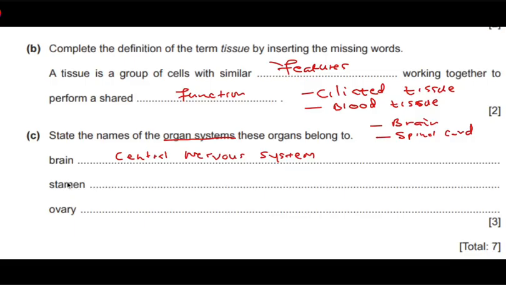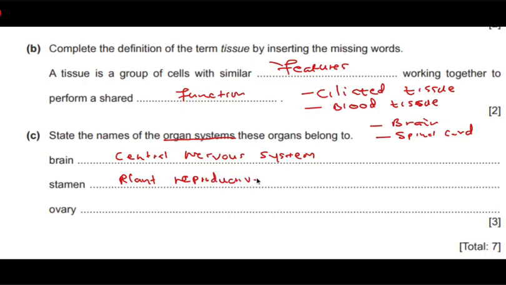Then what about the stamen? The stamen, this one here, is an organ which is found in plants. And actually this one here is a reproductive organ. So we are going to say plant reproductive organ. Or we can just not say plant reproductive organ, but plant reproductive system to specify.